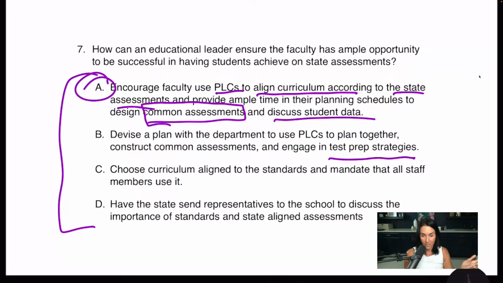They need test prep, since all we do is test them constantly. So they're going to need test prep strategies. I digress. I'm not going to get on my soapbox about it, but we know that that's not true. B is out because of the test prep strategies.